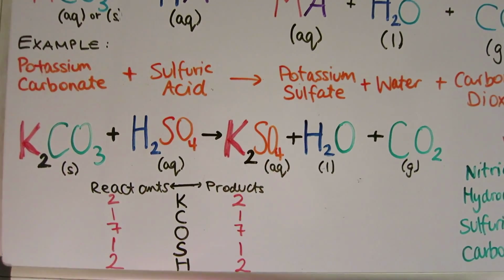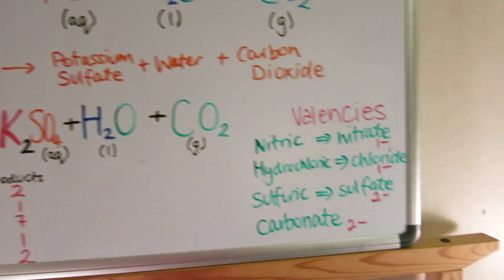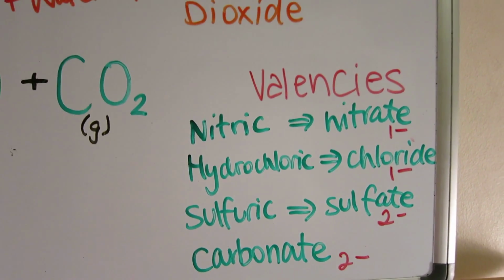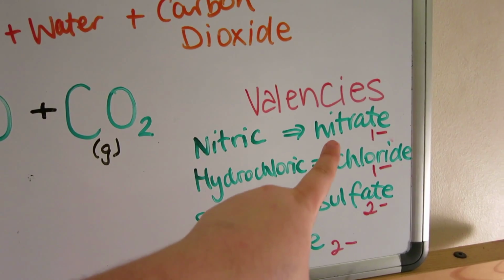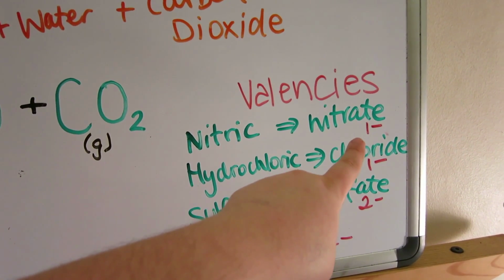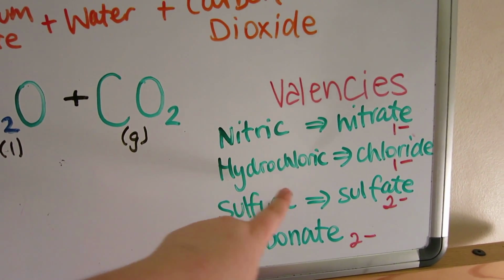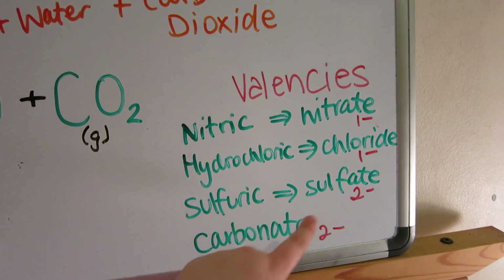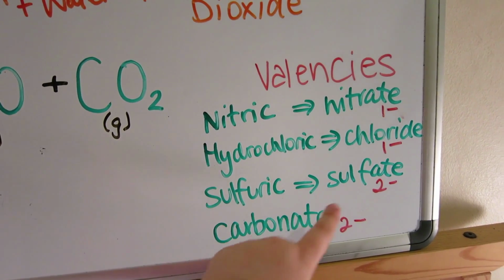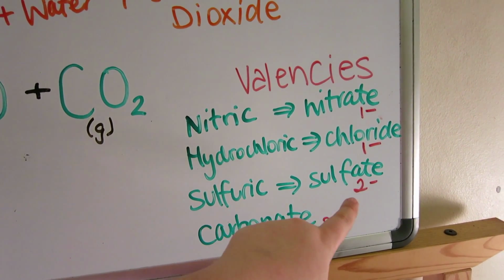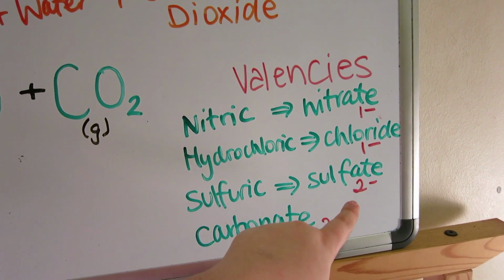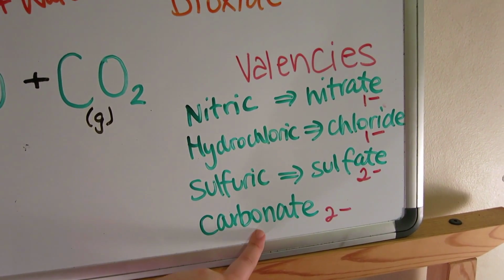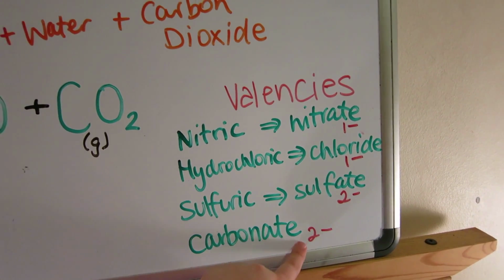Just remember, when you're doing a lot of these equations, you have to remember the valencies. So remember, nitric acid produces a nitrate, which has a valency of -1. Hydrochloric acid produces a chloride, which is a -1. Sulfuric acid produces sulfates, which is 2 negatives, so you have to have 2 positives to go with that. And our carbonate as well is 2 negatives.